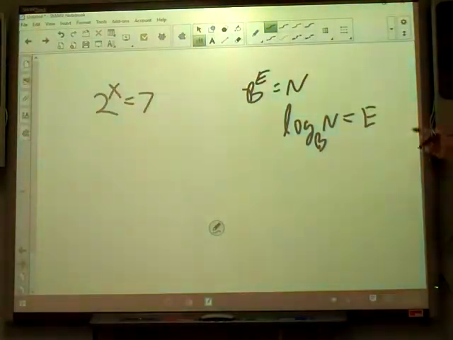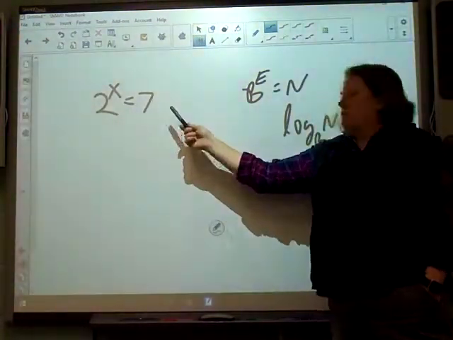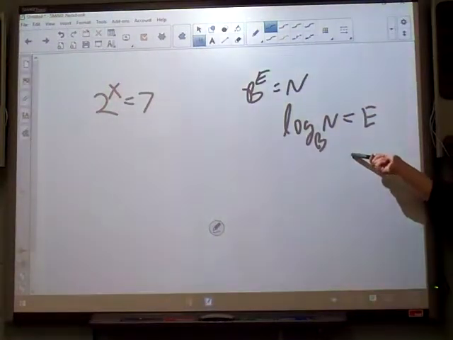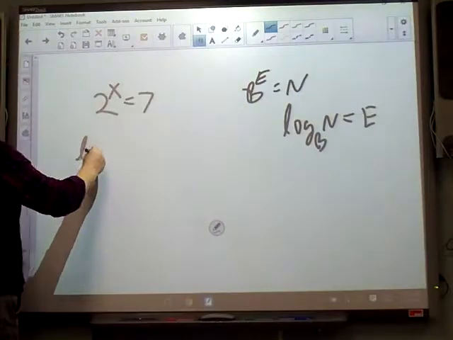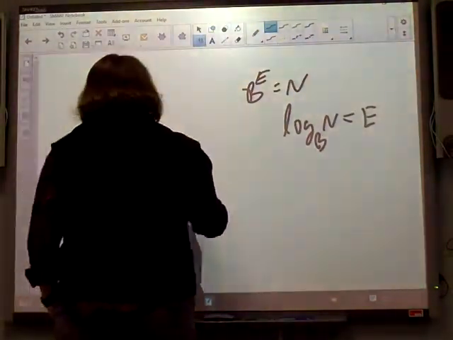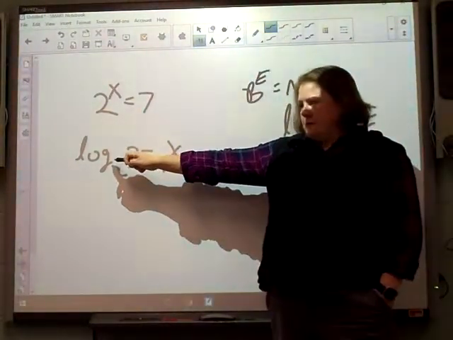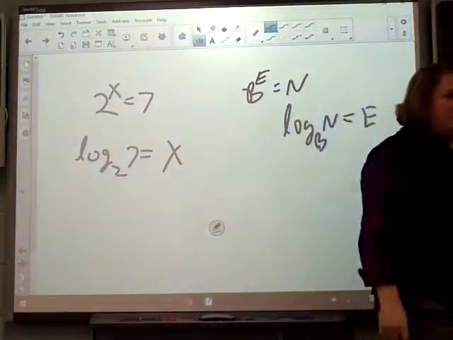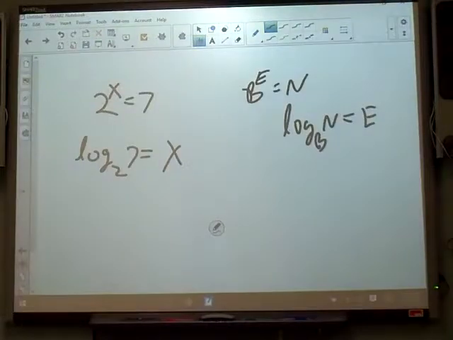So which of those two forms do we have? The top one, that's exponential form. So we're going to rewrite that into log form. So what would this look like in log form? Log base 2 of 7 equals. So we're trying to find x. All you've got to do is enter this in your calculator. Math, go down to log base, fill in the blanks. Now does it make sense to you that you're going to get a crazy decimal answer?